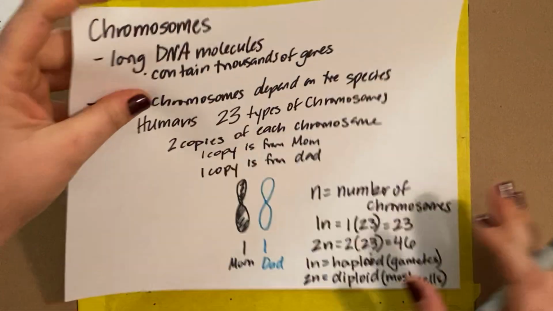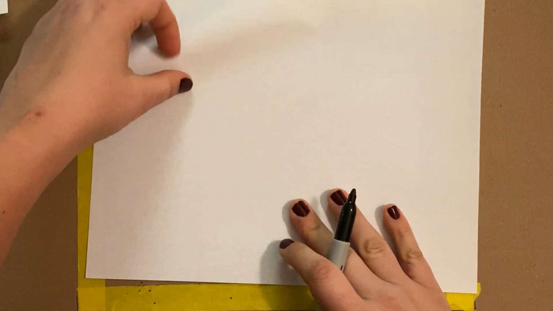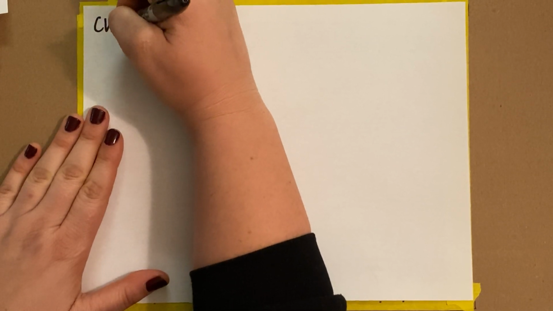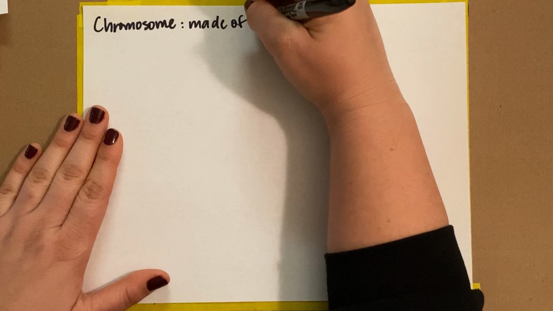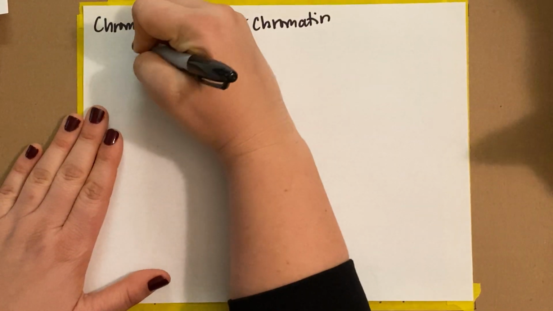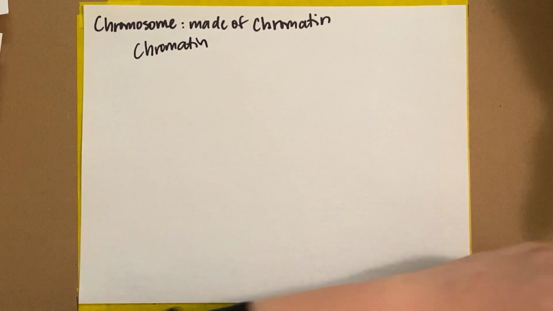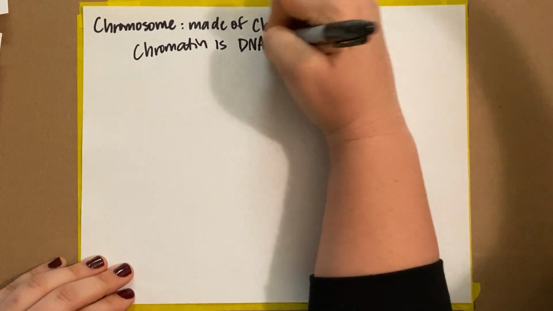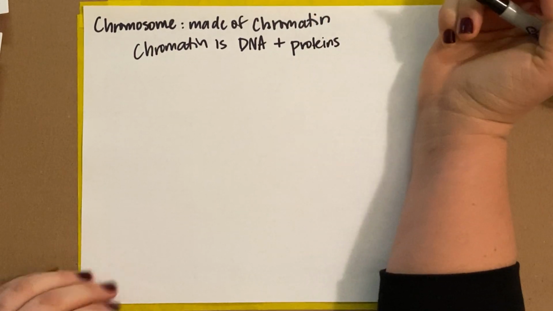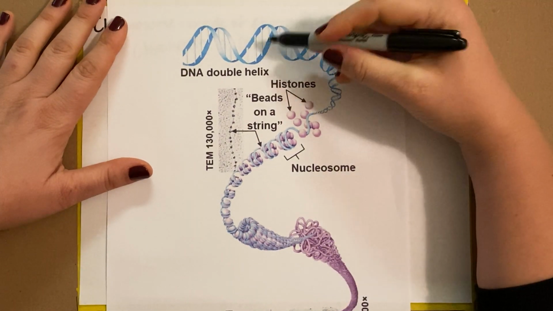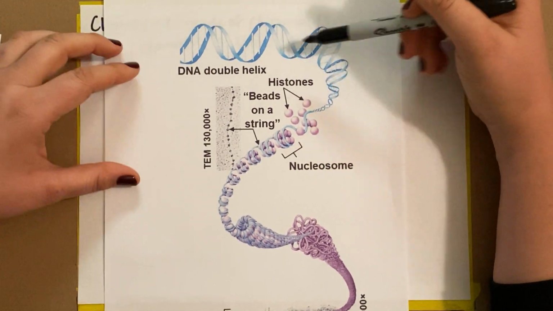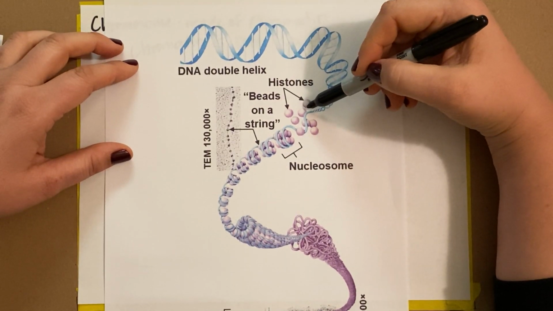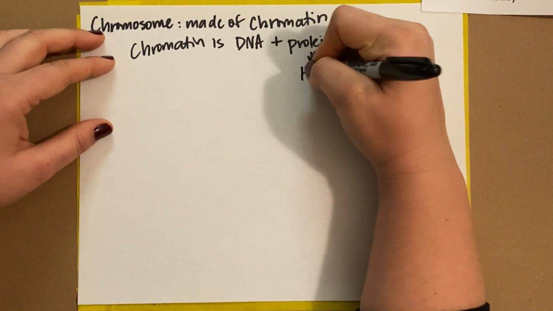A little more about the actual structure of chromosomes. Chromosomes are not just DNA. A chromosome is made of something called chromatin, and chromatin is DNA plus proteins. What this looks like is here is DNA, so we have the double helix, and then we have these proteins called histones. The histones are going to be little structures that the DNA is actually going to wrap around. So if I say DNA, protein, this is going to be histone.